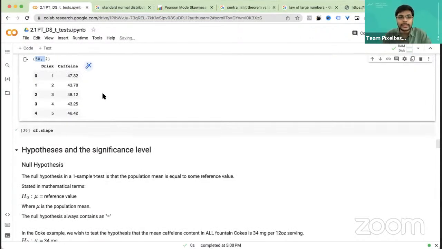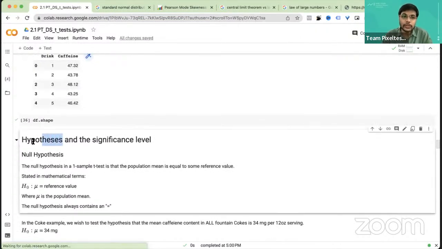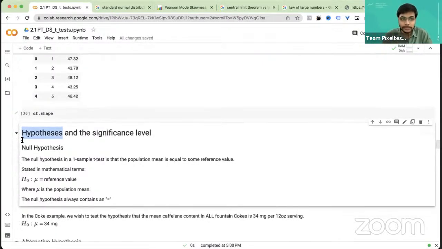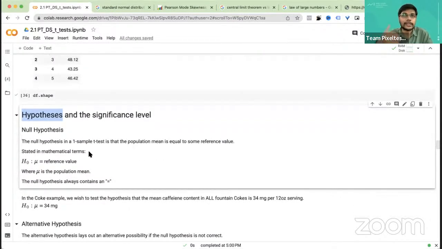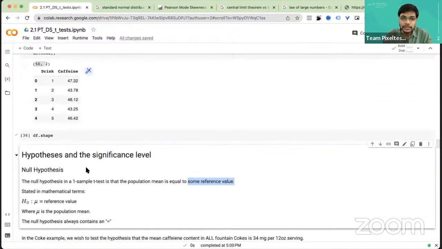So we'll try to understand first the hypothesis, right? The initial hypothesis that is made is called the null hypothesis, right? So the hypothesis that the average grade of the school is 56 is the initial hypothesis. It is called the null hypothesis, right? In a one sample t-test, the null hypothesis is that the population mean is equal to some reference value. Like here, what do we want our reference to be, right?